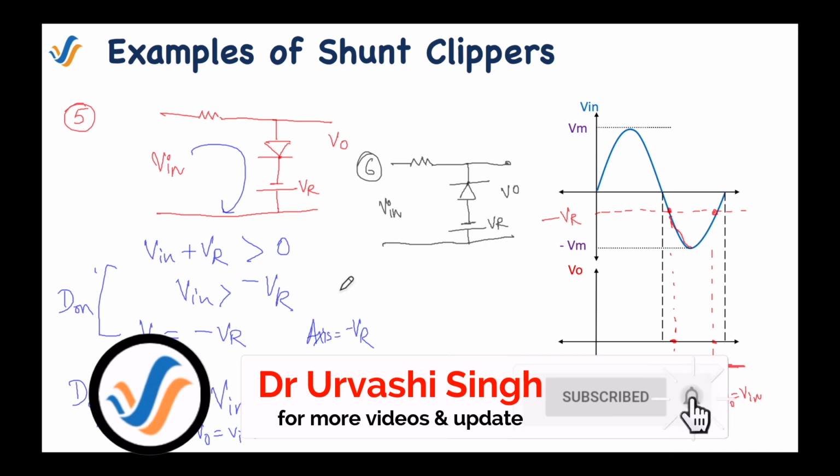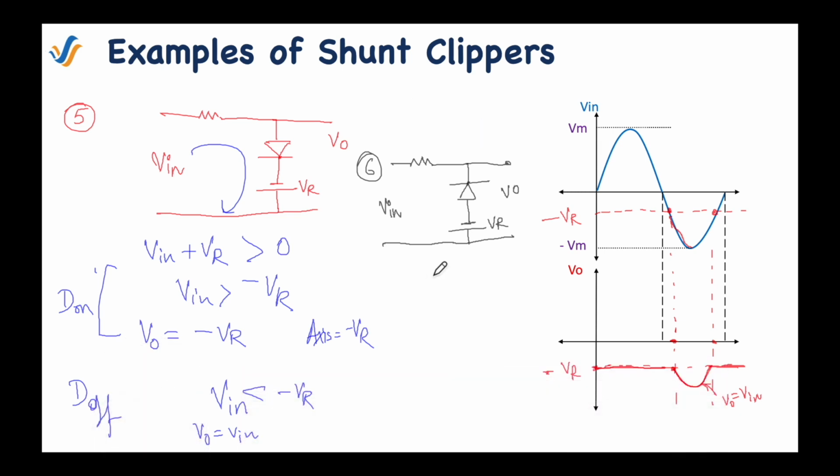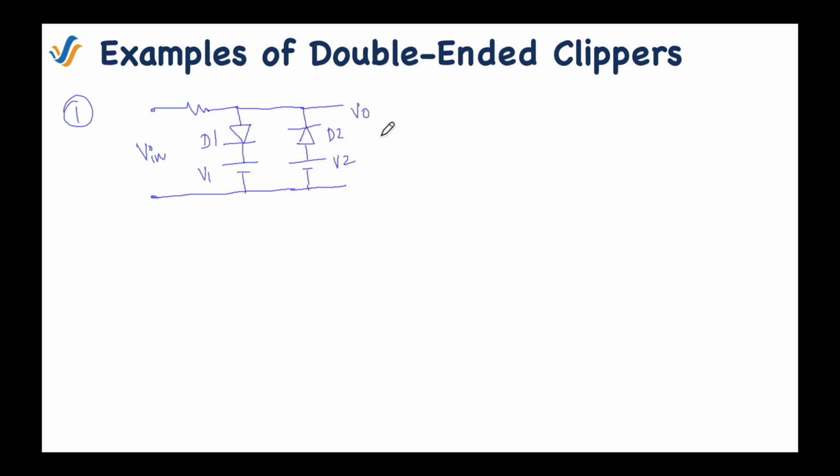Up to this point, I have explained every case of series and shunt clippers. Now let's see examples of double-ended clippers. So this is a double-ended clipper. In this circuit, as you can see, there are two diodes both connected in the reverse direction and biased with voltages V1 and V2. For this circuit, I am assuming that V1 is greater than V2. Now let's see how we can find the waveform for this circuit.